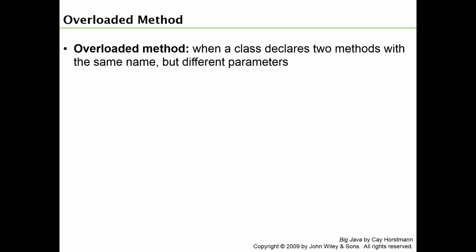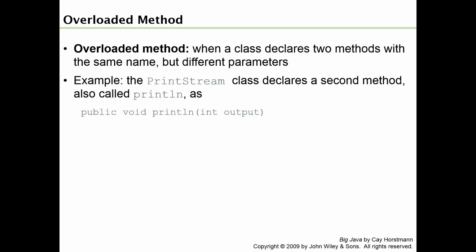So an overloaded method, when a class declares two methods, I guess I've said that wrong. What I meant to say is you can have a method name that appears more than one time in the class. It can have the same name, but as long as they have different parameters, they're considered two different methods. So that's what method overloading means. I was thinking of overriding methods earlier.